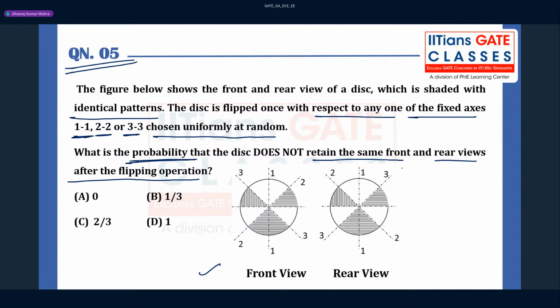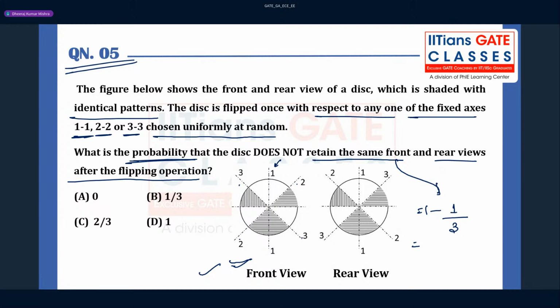So for this question, it will be 1 minus 1 by 3. If you flip this with respect to 1, it will be the same only. You can see here, if you flip this with respect to 1, this 2 will be here and 3 will be here, right? You can see it is going to be the same. You can check. If you flip with respect to 1-1, you will have the same front view and rear view, right?